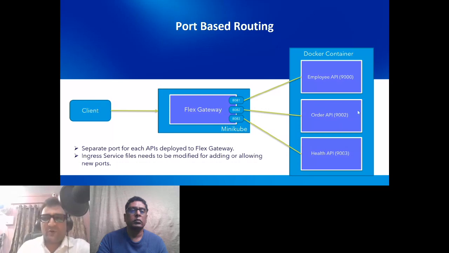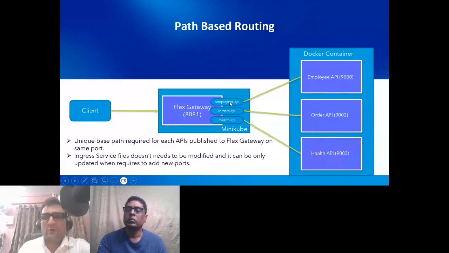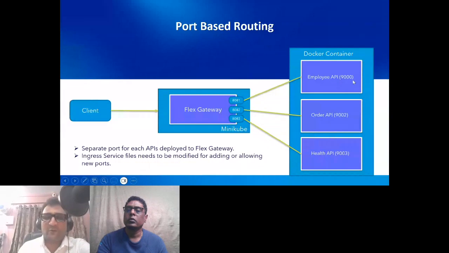For example, I deployed the employee API, which is running in a Docker container, right? And I want to publish this by opening the 8081 port on the Flex Gateway. So whenever traffic comes on port 8081, it will route to the employee API, which is running on port 9000. In the same way, we can have 8082 for order API, 8083 for the health API.